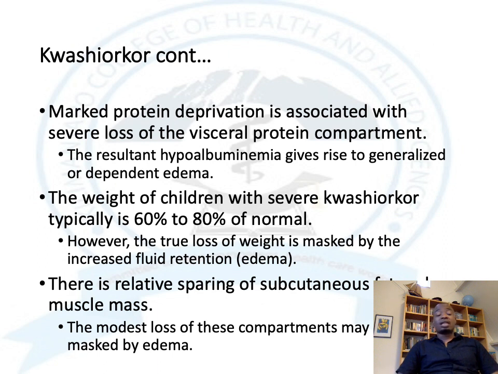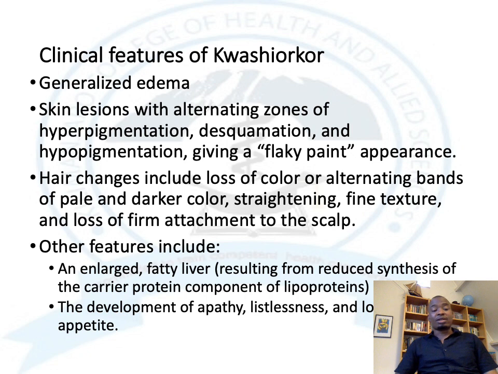So you cannot see exactly that these children have lost weight, because with loss of protein, which is albumin, the most abundant protein in the body, what happens is they end up not having enough oncotic pressure, and they don't have enough pressure which can pull the water from interstitial tissue to the bloodstream. At the end, they have a lot of extracellular fluid, which is called edema. So there is a relative sparing of subcutaneous mass, and modest loss of this compartment may be masked by the edema, and therefore cannot be seen very well.